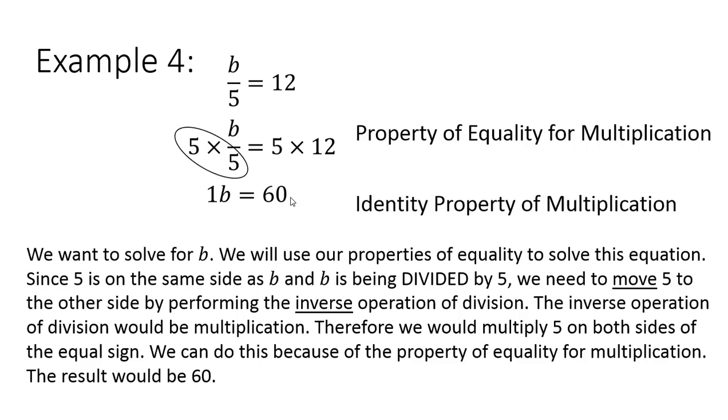And because of the identity property of multiplication, 1 times b gives us b, and therefore b is going to equal 60. And substituting in 60 for b in our equation, we have 60 divided by 5, and that does give us 12, and that's true, so therefore we are correct.